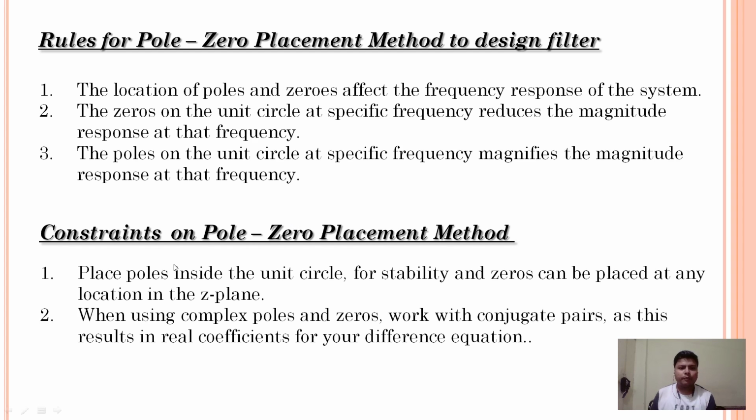Firstly, we should place poles inside the unit circle to ensure the stability of the function. Otherwise, if you place them outside, the H of Z tends to become infinity, that is, very large. And zeros can be placed at any location in the Z plane. And second, when using complex poles and zeros for designing, we should work with conjugate pairs rather than single poles or zeros, as this results in real coefficients for our final difference equation of the filter.